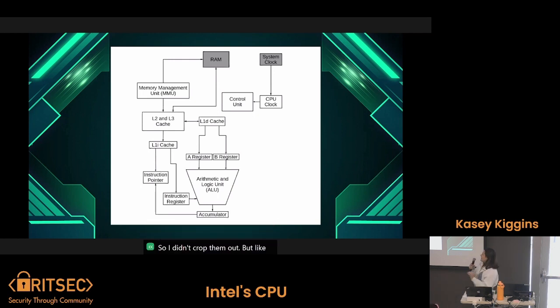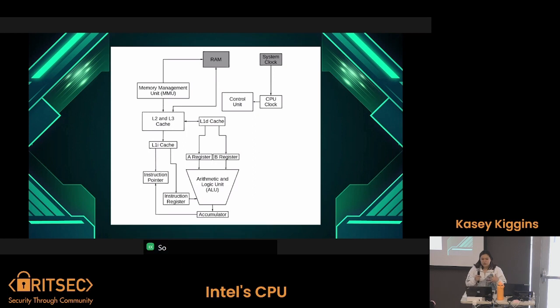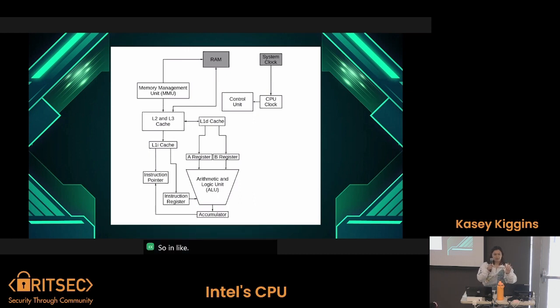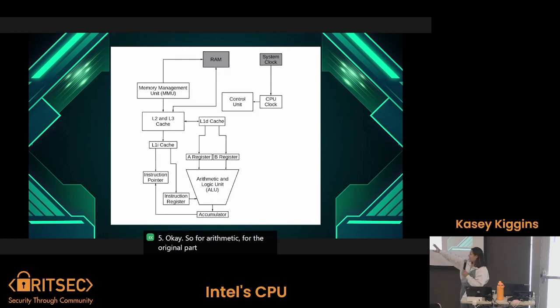But let's start with the ALU, or the arithmetic and logical unit. This is the part that's going to be doing the actions, and it's going to be taking input from the A register and the B register. So can Adam give me a number 1 through 10? 5. And then Garrett give me a number 1 through 10. 5.